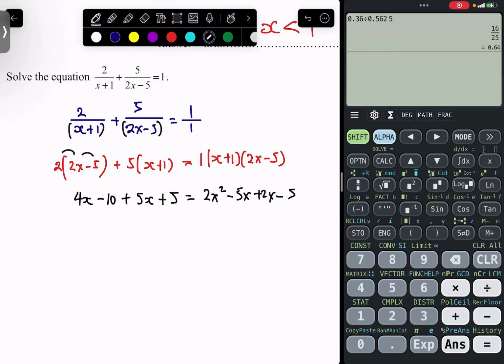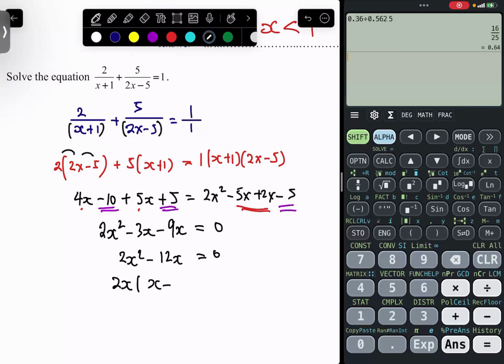Why? Because the 2x squared is positive right now. In my mind, 2x squared, minus 5x plus 2x, so that's minus 3x. I simplify this part down here. Then I bring the 4x and the 5x, which is 9x, so that means a further negative 9x. Here, this is negative 5. Then I bring a positive 5 over, and then I bring a negative 10 over. So negative 10 and positive 5 plus negative 5 brought over, the numbers actually got cancelled out. So then I will get equals to 0. That's all. So 2x squared minus 12x equals 0.